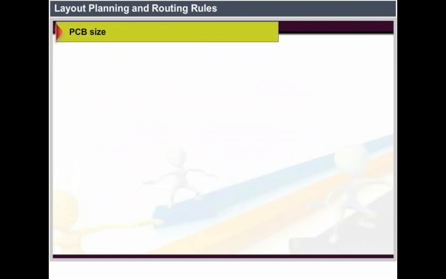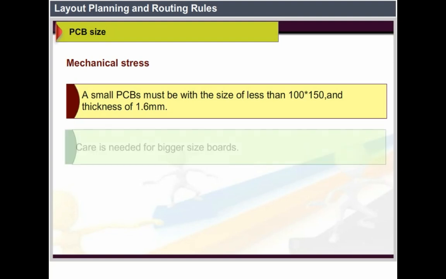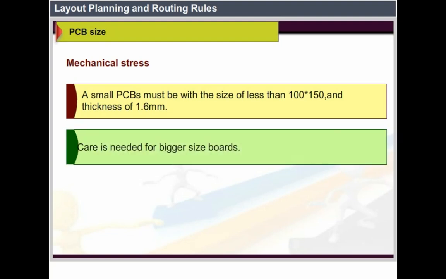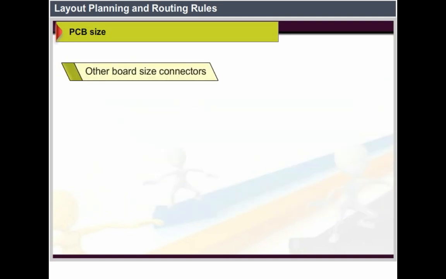PCB sizes. Mechanical stress. A small PCB has a size of less than 100 by 150 mm and a thickness of 1.6 mm. Care is needed for bigger size boards. Heavy device parts should be mounted near supporting devices like card guides and connectors. Other board size connectors.